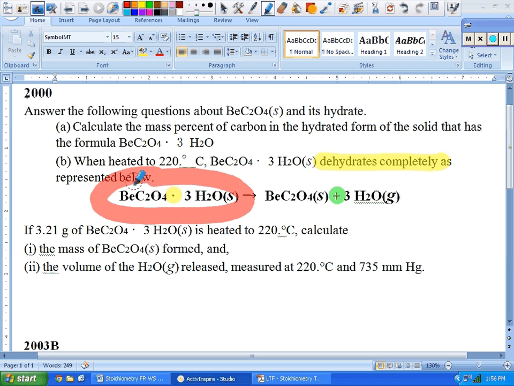Students mess this up. They try to treat that dot like a plus sign, like those are two separated things. Guys, there's one reactant on this side. Just one. And it's that whole entire hydrated compound. That's it. Okay? So, that's the reaction. So, if 3.21 grams of that whole entire hydrate. So, do me a favor. Write 3.21 grams underneath that.